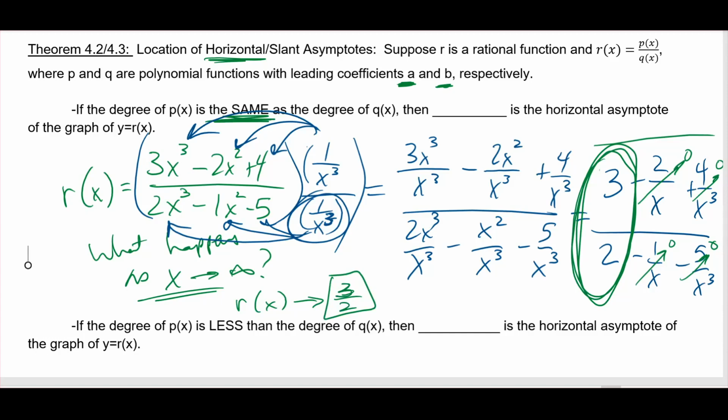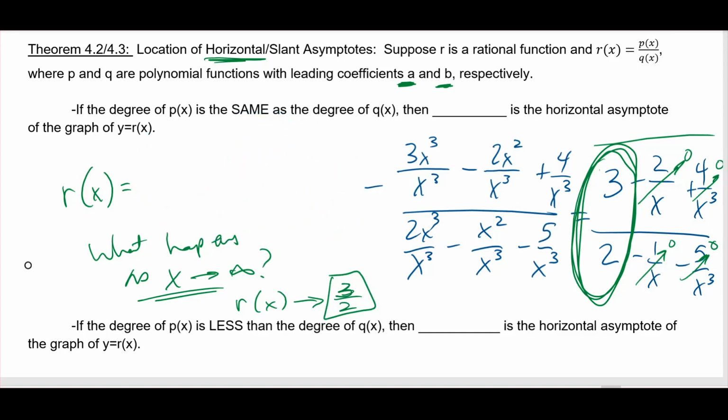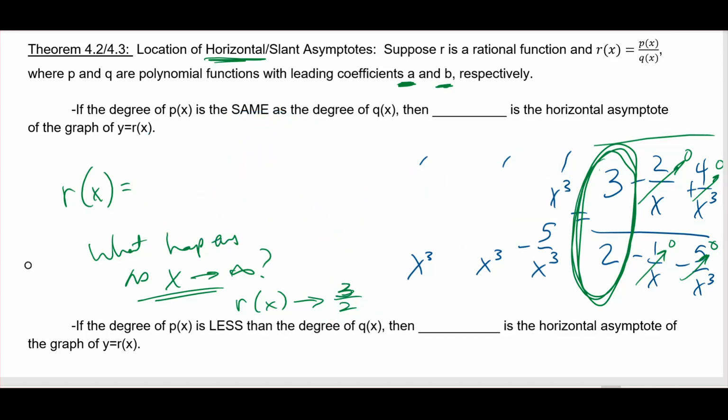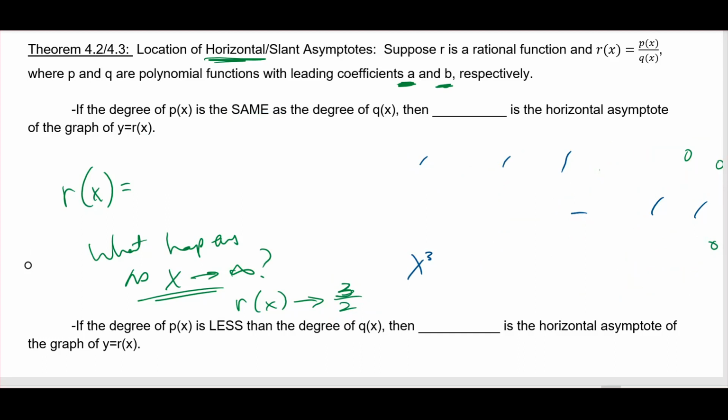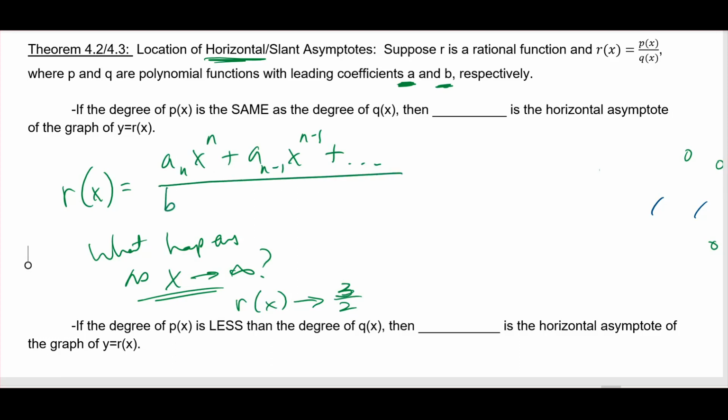So in the general case here, let me erase this. We're going to have something that looks like a sub n x to the n plus a sub n minus 1, because these are polynomials, and so on. And then in the denominator b sub n x to the n, the coefficients that go with the same degree term.